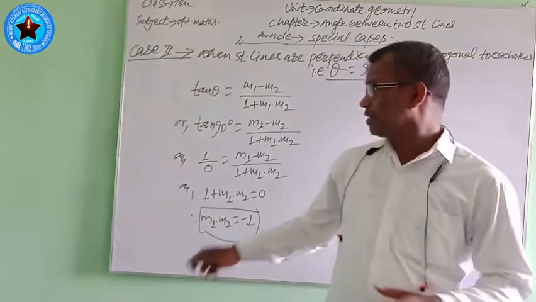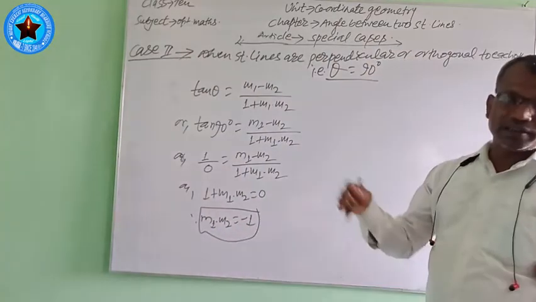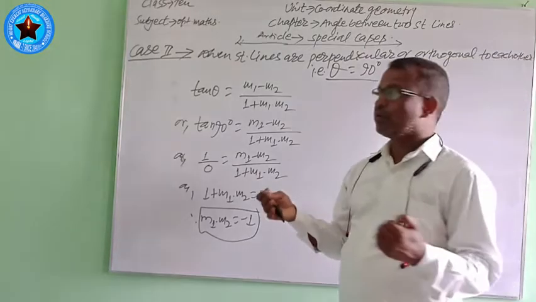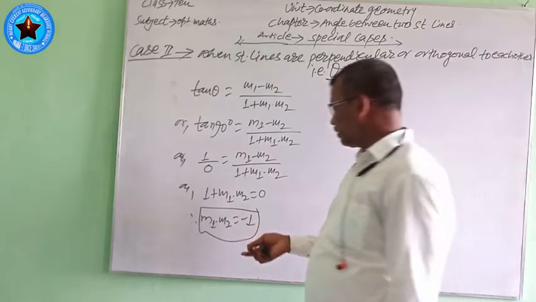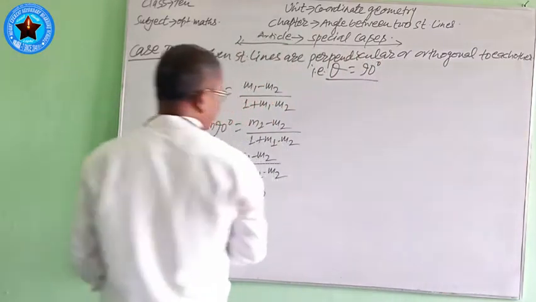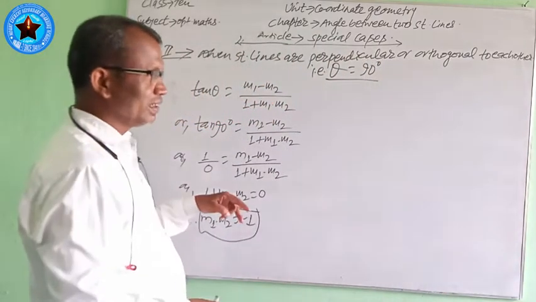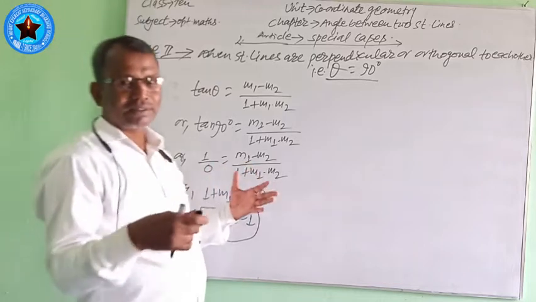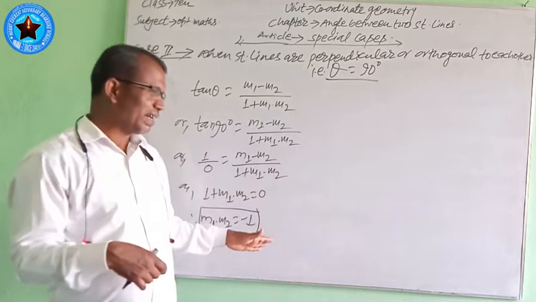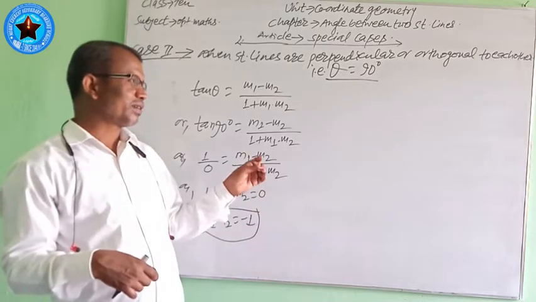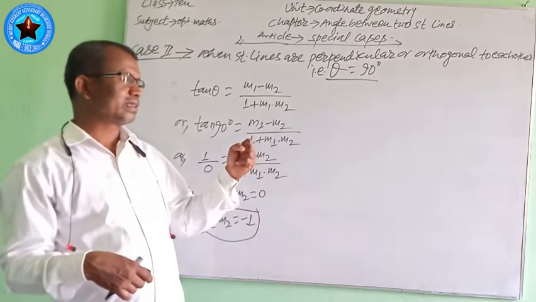Using this final result, we can say whether the given straight lines are perpendicular to each other or not. Very simply we can make the conclusion without finding the angle between two straight lines, without going through a long process, just a very short process.